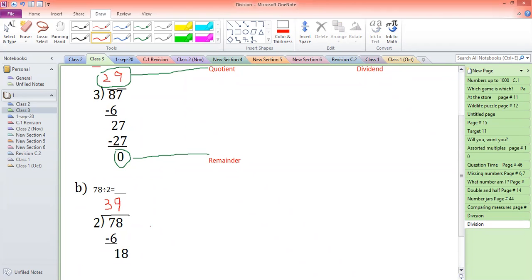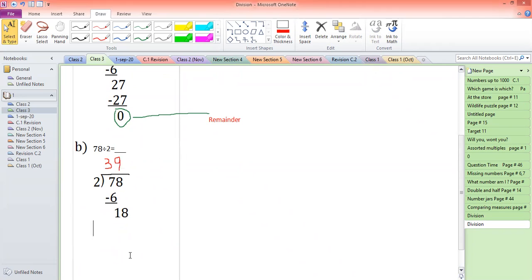Now multiply this 9 with this 2. 2 multiplied by 9 equals 18. Write this 18 exactly down below this 18, minus 18. 18 minus 18 equals 0.